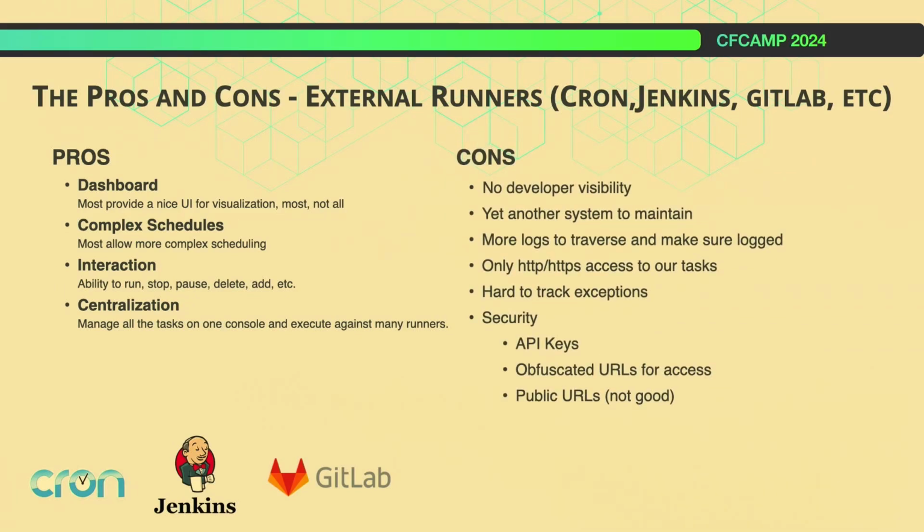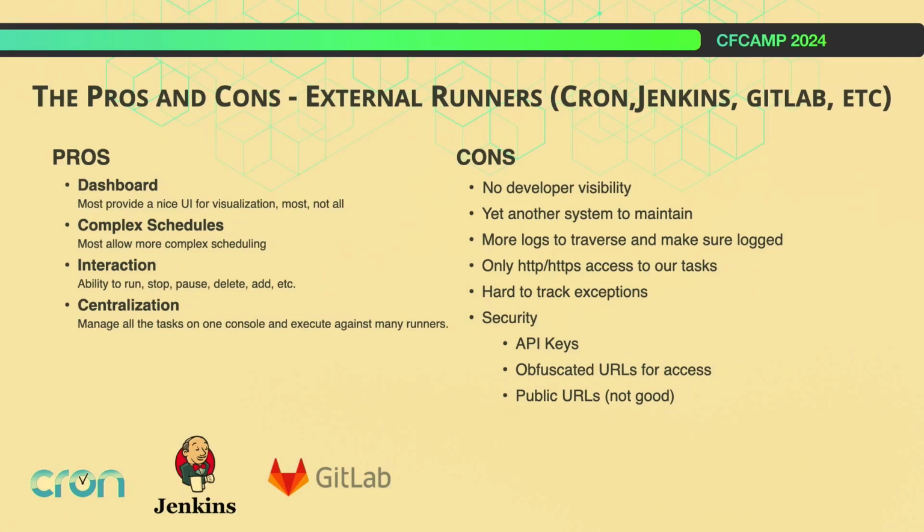But you also have issues as well, right? No developer visibility sometimes. The DevOps are basically saying, get away, do not touch this, right? Yet another system to maintain, right? More logs to traverse and make sure things are logged in order to find out what happened. And now that we're decoupled from the engine, right, now we have to go only through HTTP or HTTPS, right? So we have to make sure that we can access those tasks, right? So it's hard to track the exceptions sometimes.